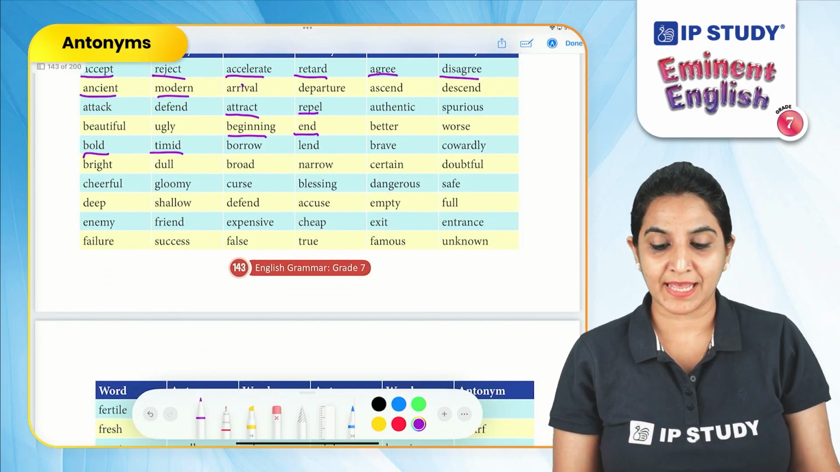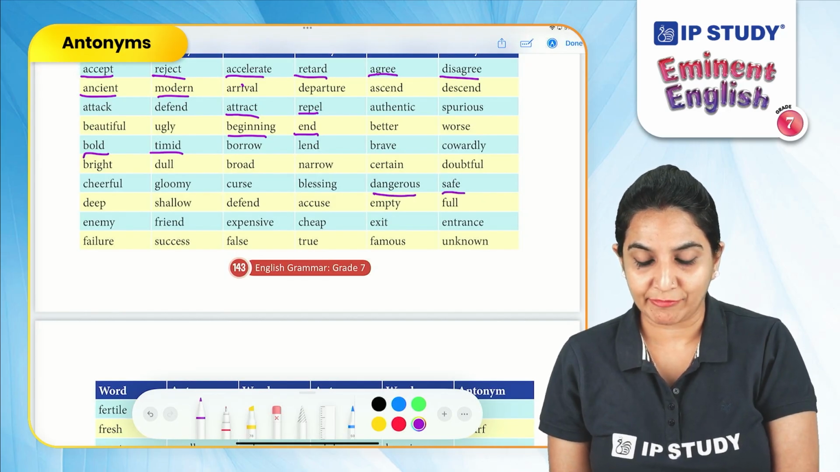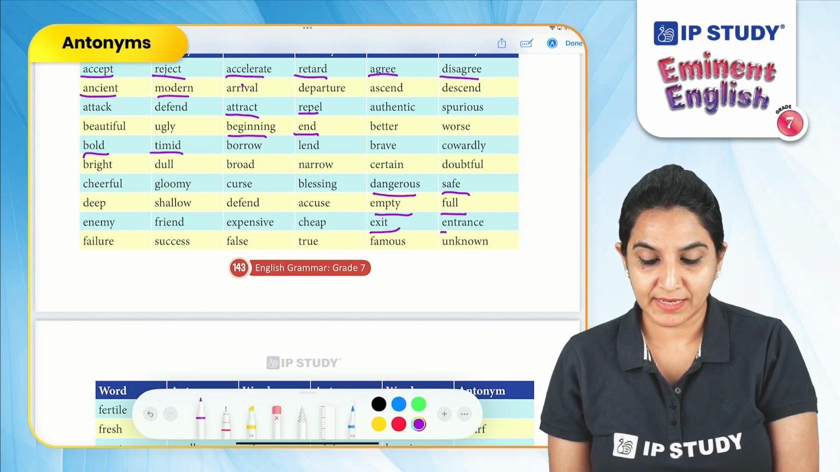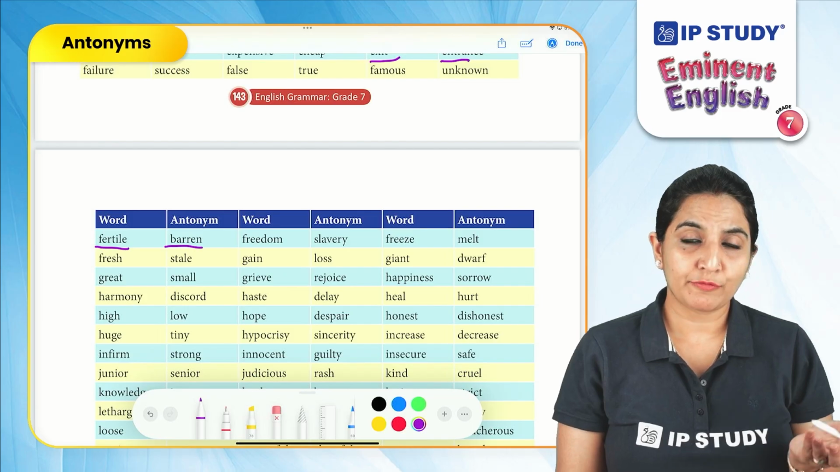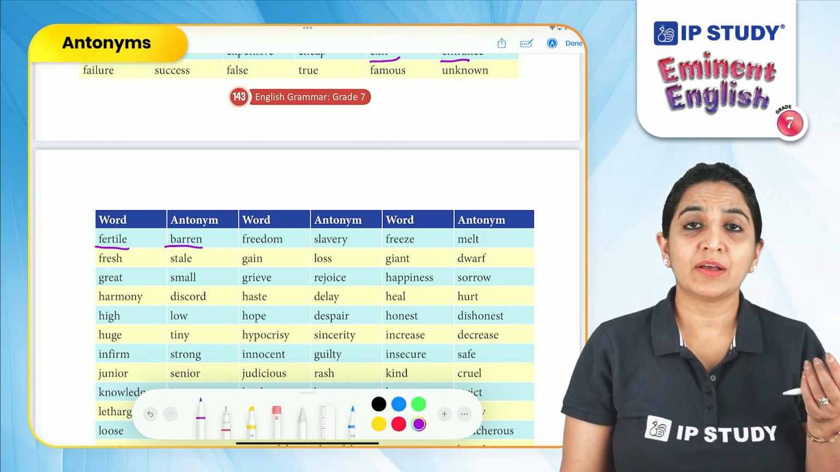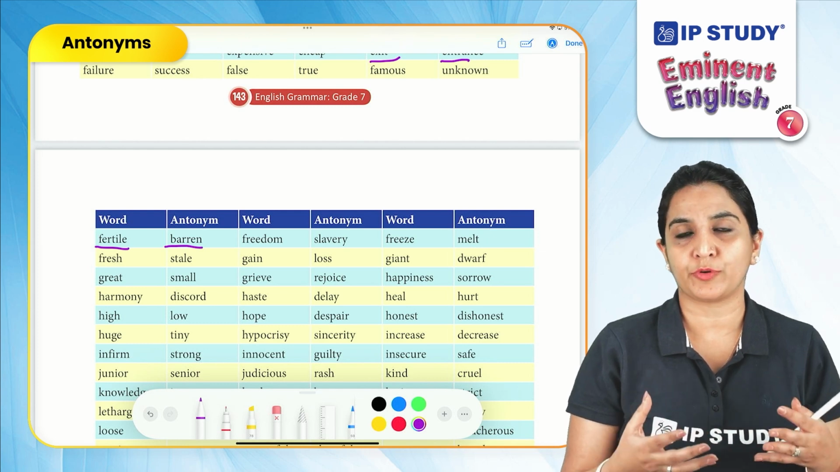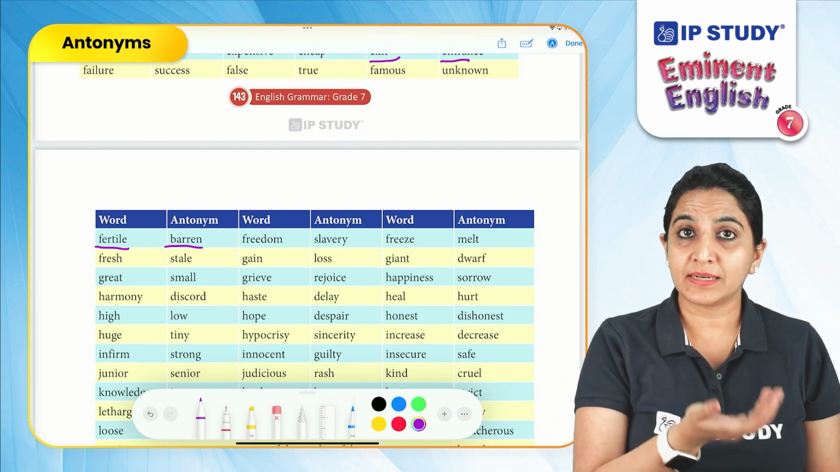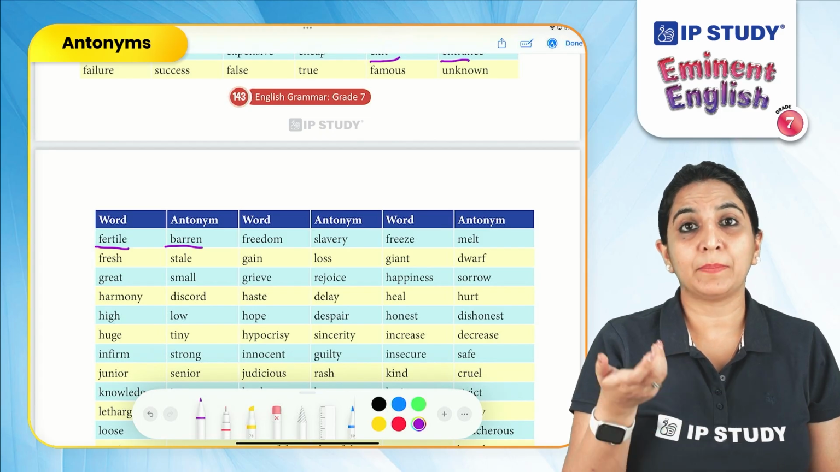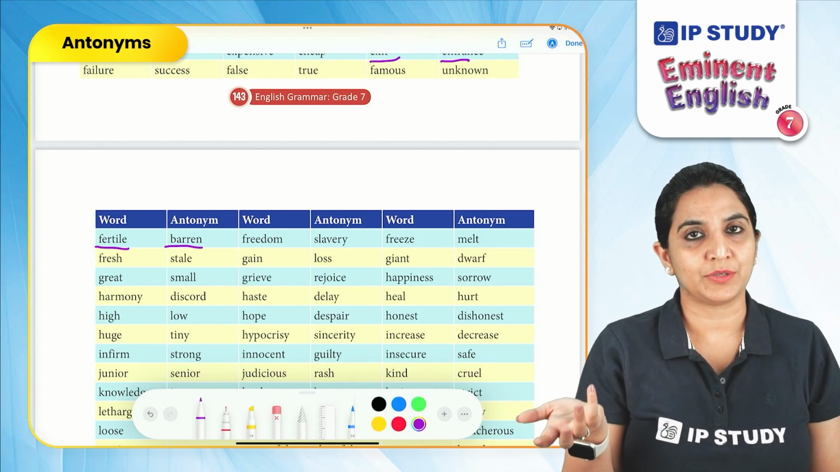Some other words and their antonyms are dangerous, safe, empty, full, exit, entrance, fertile, barren. Fertile means when we talk about land which is suitable for crops, and barren means dry land. The land is fertile, but the desert remained barren. So this is how you can use them.